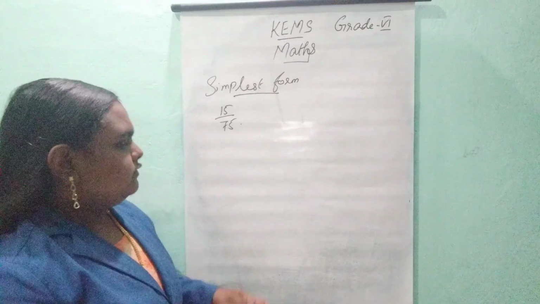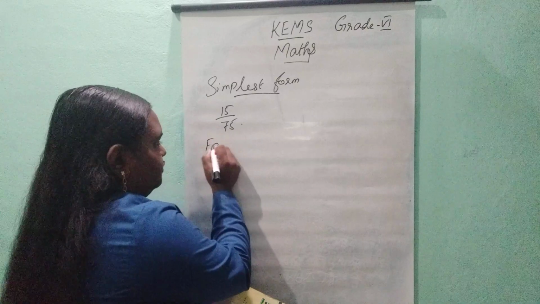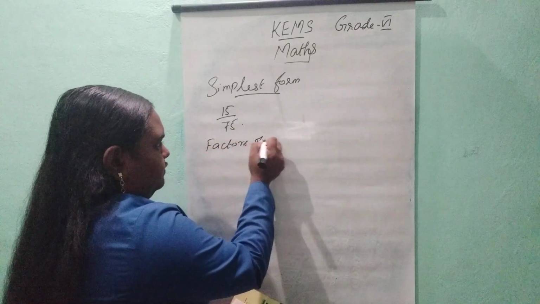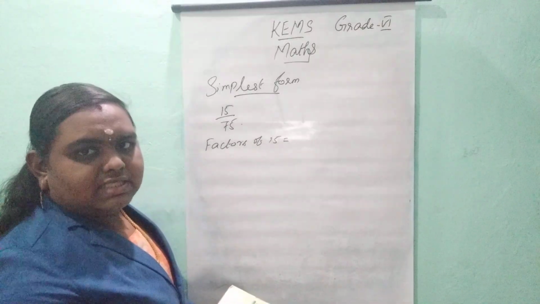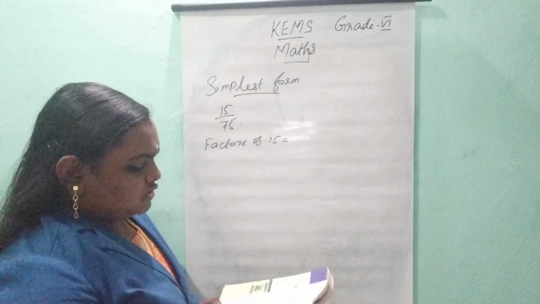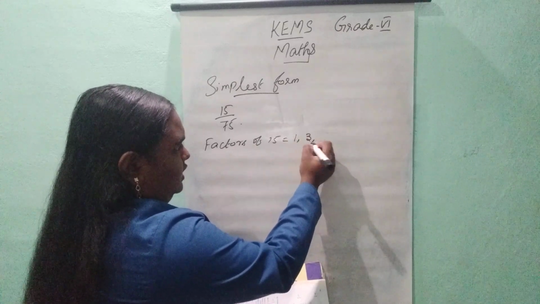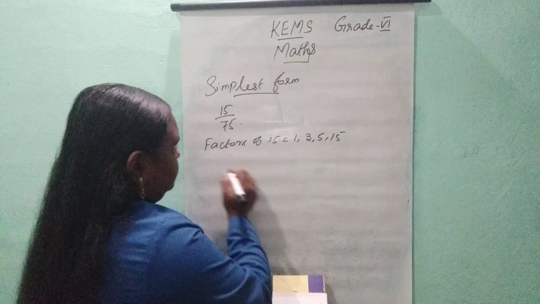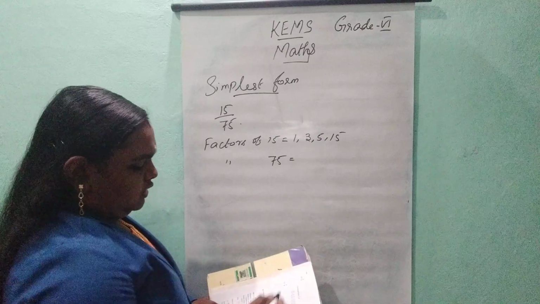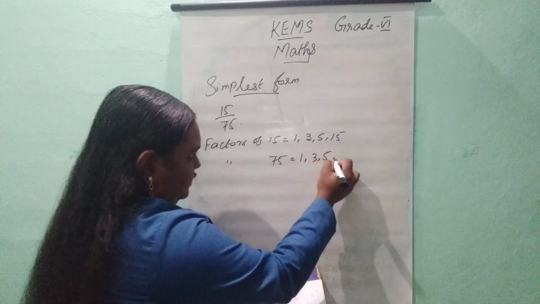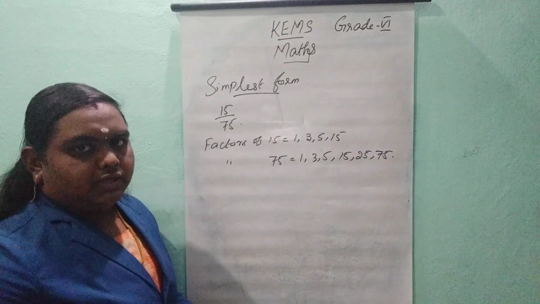How can we convert? First, we have to take the factors of each number. So, factors of 15. You know how to find the factors. We have already learned factors, common multiples, LCM, HCF. So the factors of 15 are 1, 3, 5, 15. Then factors of 75 are 1, 3, 5, 15, 25, 75.